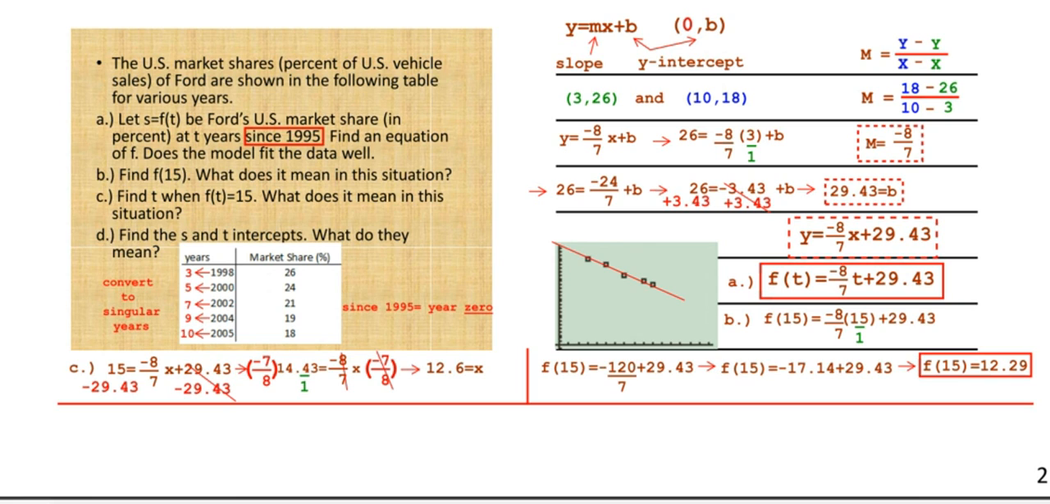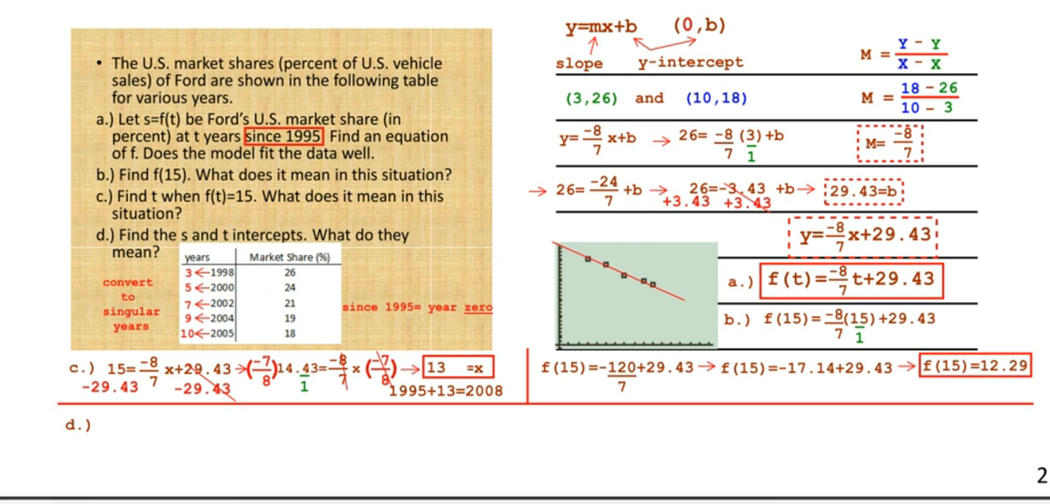12.6, huh? We're talking about years, right? So x represents the years, or the t value. So roughly 13 years. So 13 years since 1995, well, that means we're adding. 1995 plus 13 gives us 2008. So this means in 2008, Ford's U.S. market share was at 15% roughly.